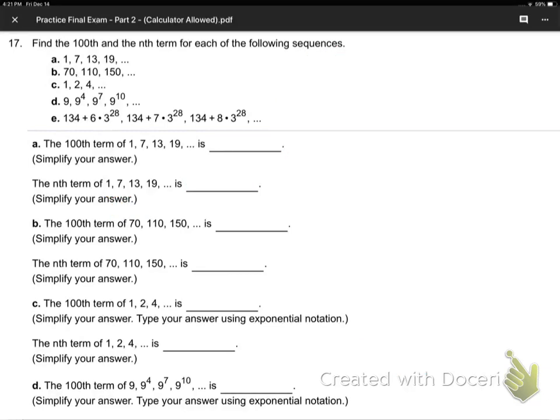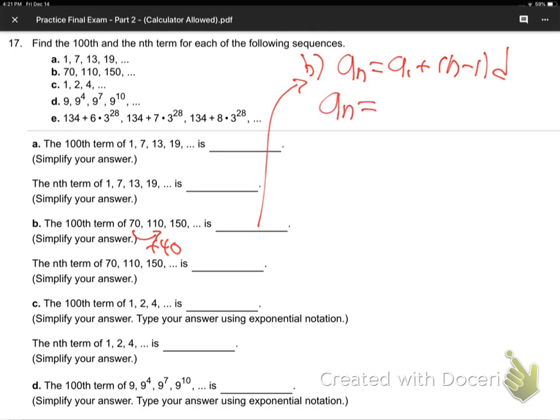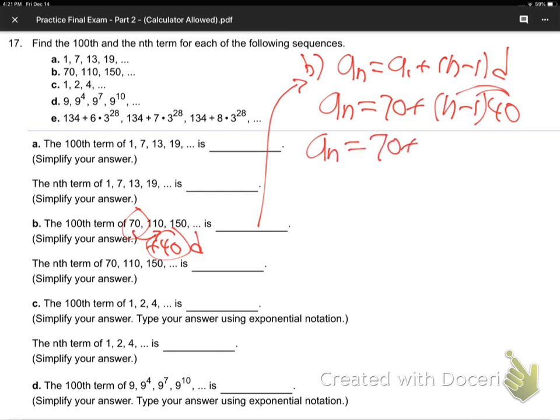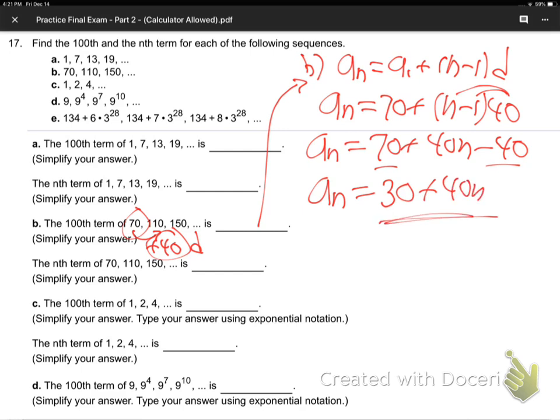Okay, so part B, same kind of thing. This one is adding what, 40 each time? So for this formula, part B, a sub n is a1 plus n minus 1 times d. First term is 70. The difference from term to term is 40. That's the d. All right, simplify that formula, distribute here. What do we get? 70 minus 40, what's that, 30? 30 plus 40n, so there's this right here.